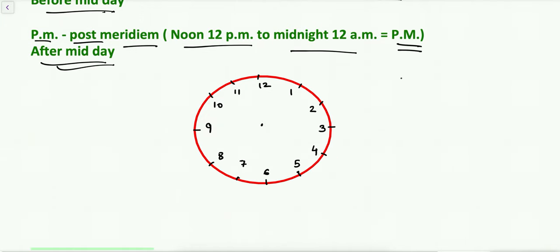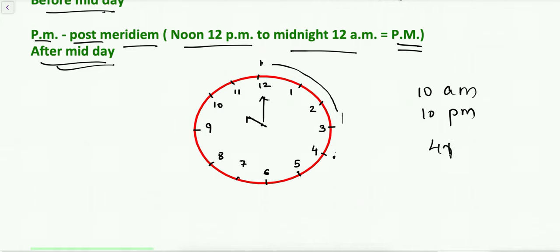So if it is morning 10 o'clock, it will be 10 AM. And if it is night 10 o'clock, it will be 10 PM. Similarly, if it is morning 4 o'clock, from midnight to noon, that is the AM time. So we can say it is 4 AM in the morning. Afternoon is from 12 afternoon to midnight 12. After 12 o'clock, it will be 4 o'clock in the evening, so the evening 4 o'clock will be 4 PM.